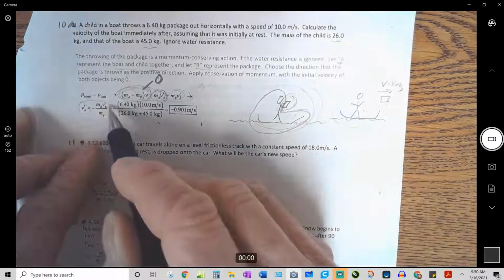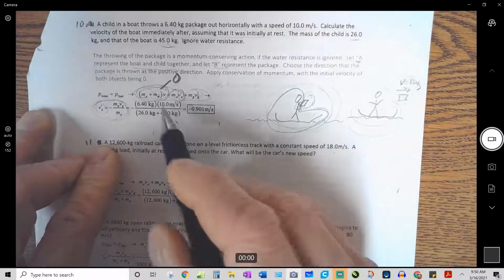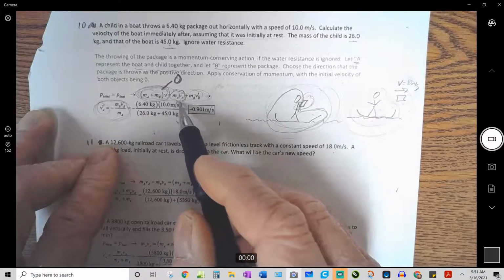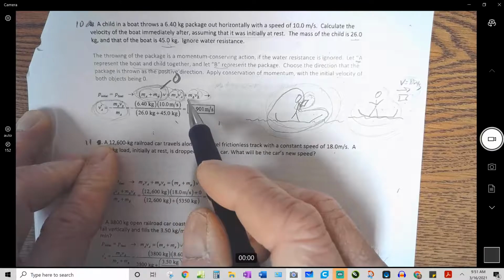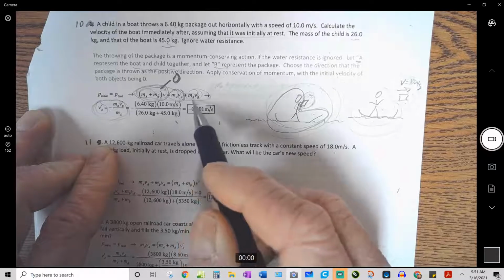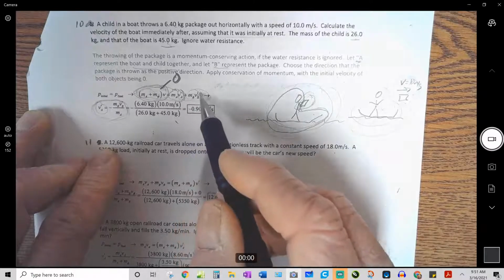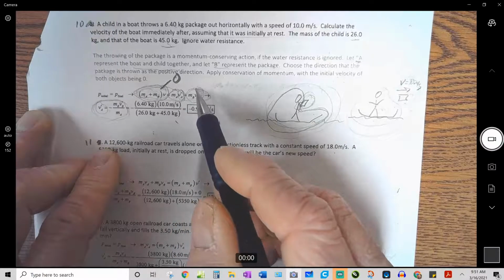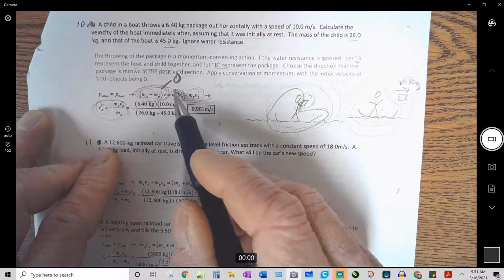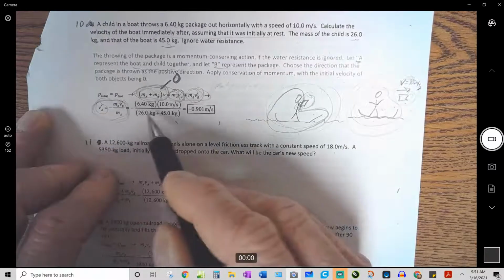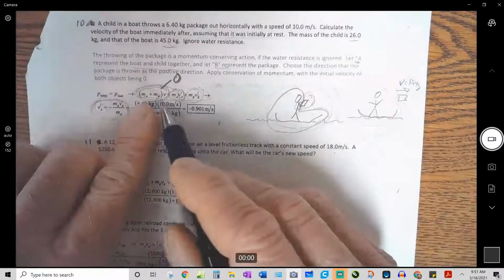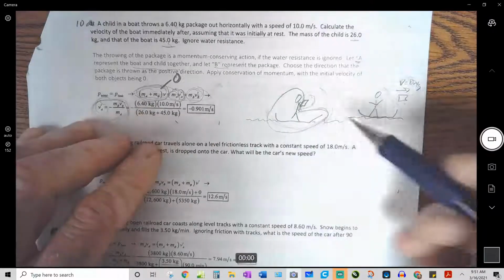Now this makes sense if you keep in mind that total momentum before is 0. So ma v prime a plus mb v prime b equals 0. So you can subtract mb v prime b from both sides and then divide both sides by ma, and you get this, and you can plug everything in there and solve. Or you can just plug everything in to begin with.